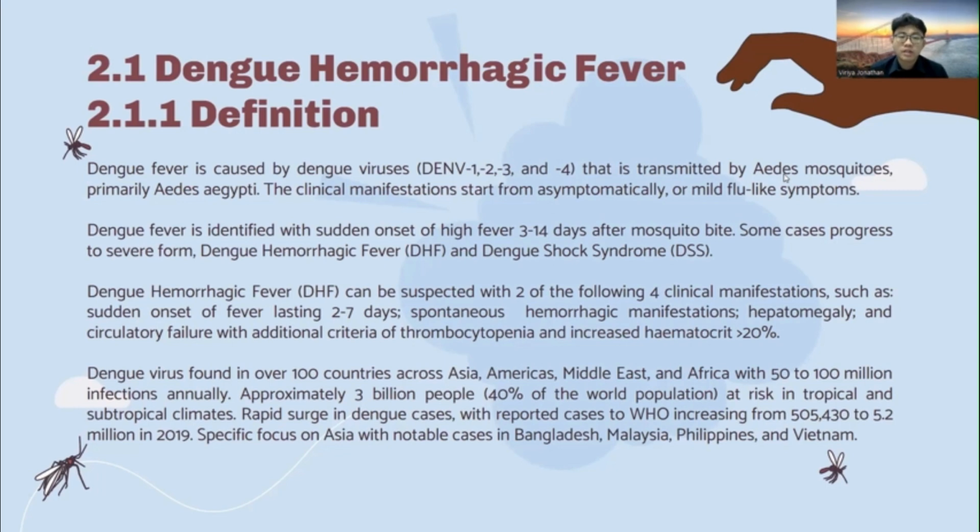Dengue hemorrhagic fever can be suspected with 2 of the following 4 clinical manifestations: sudden onset of fever lasting 2 to 7 days, spontaneous hemorrhagic manifestation, hepatomegaly, and circulatory failure, with additional criteria of thrombocytopenia and an increase of hematocrit of more than 20%. Dengue virus is found in over 100 countries across Asia, America, the Middle East, and Africa, with 50 to 100 million infections annually.